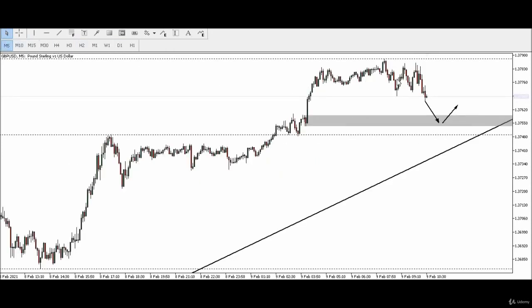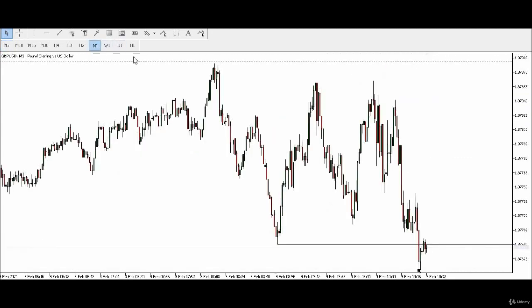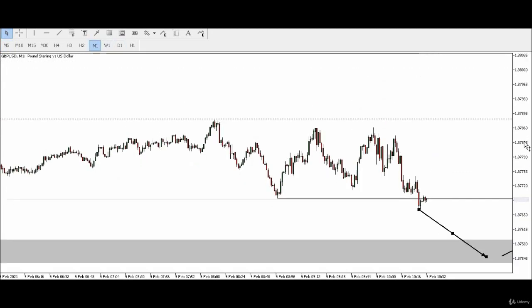Yes, we can draw a new support line here, and now we need to wait. I will show it on 1 minute time frame. Now we need to wait what the price will do in this level.